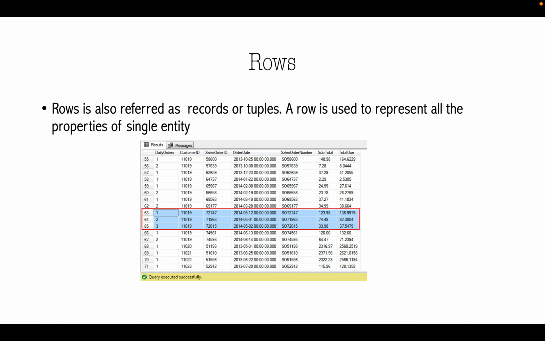Next, what are rows? A row is also referred to as a record or tuple. A row is used to represent all the properties of a single entity. It's very simple, you can see here. In the last slide we discussed the column. This is the column and this is the row, which represents all the properties of a single entity. It's just the opposite of what you learned about columns.